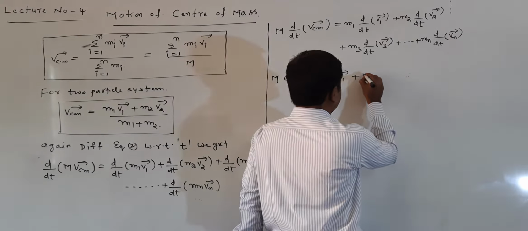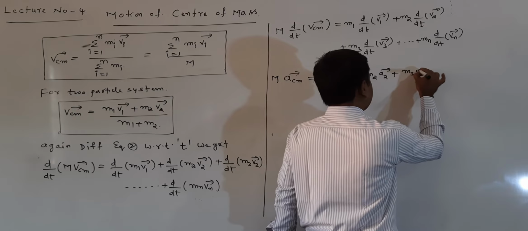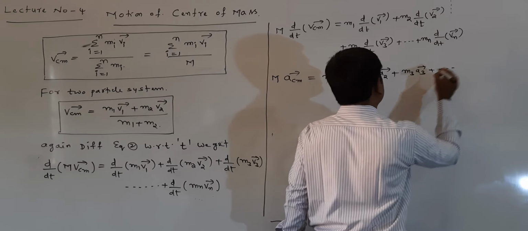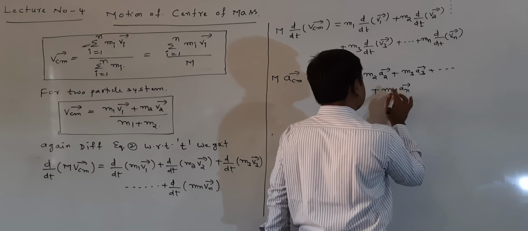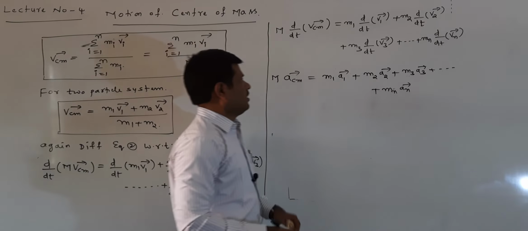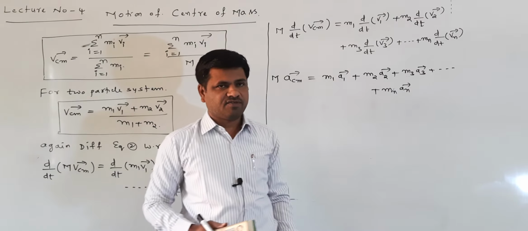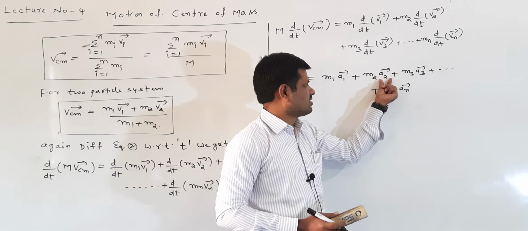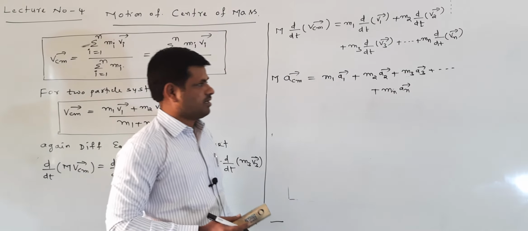Now next, m2 into a2 bar plus m3 into a3 bar plus and so on, mn into an bar. Here d by dt of v1 bar gives the acceleration of the first particle, this is the acceleration of the second particle, and d by dt of v3 bar gives the acceleration of the third particle.